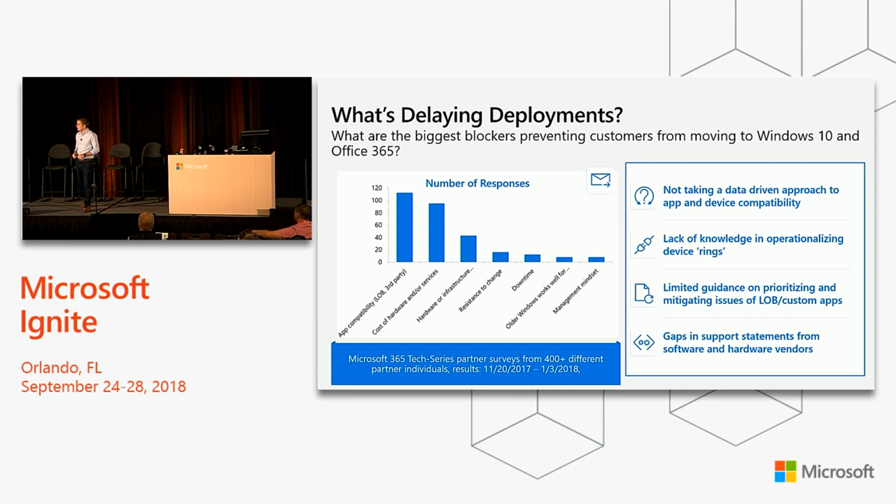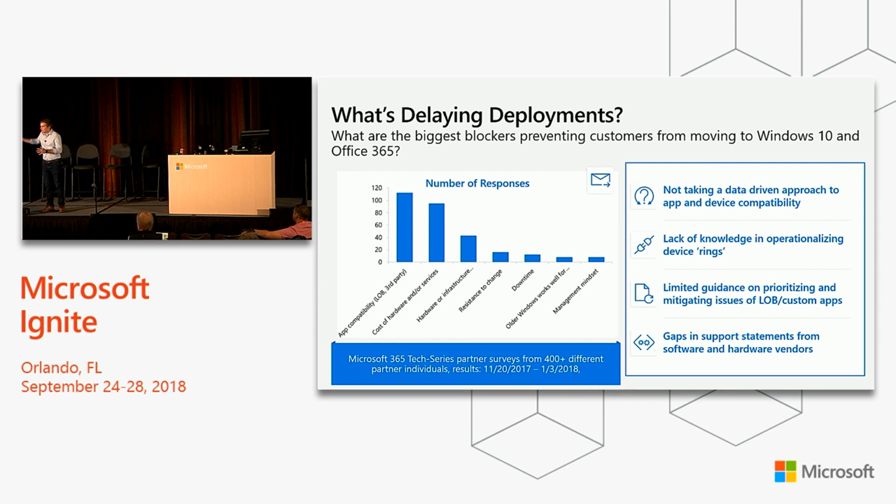Number 3, limited guidance in terms of how we prioritize and mitigate issues with what we call line of business or custom applications. We often hear a lot about the third-party apps, the commercial off-the-shelf applications; they tend to work, but I've got a whole bunch of legacy applications. They were written long before I joined the company, 20 years ago. Nobody's really touched them since. We're all kind of afraid to touch them. We might not even have the source code. So we need them to keep working, but we really can't do much to make sure that happens.